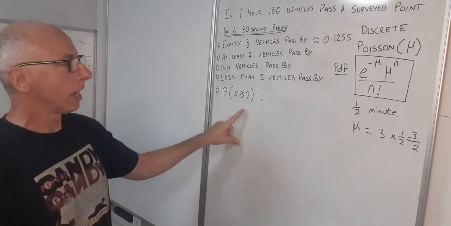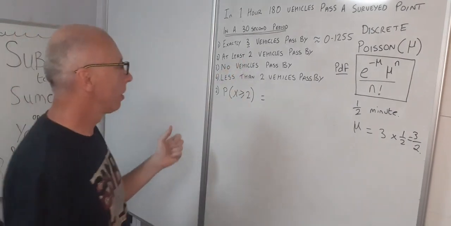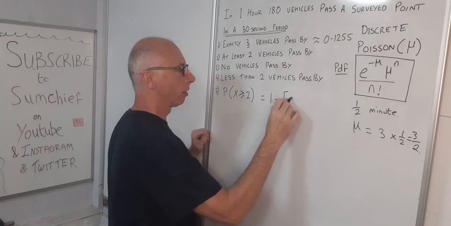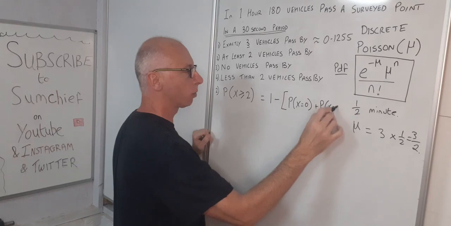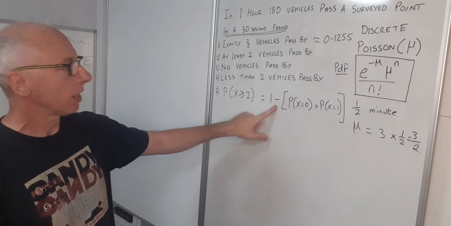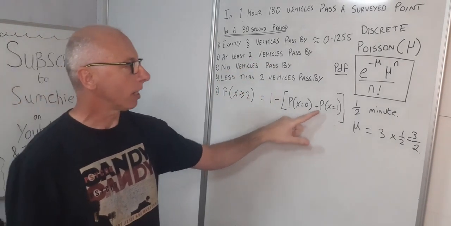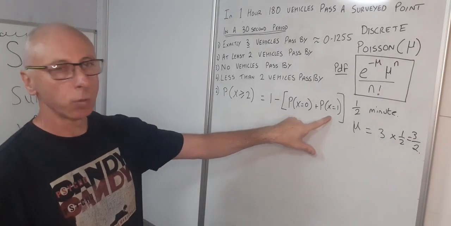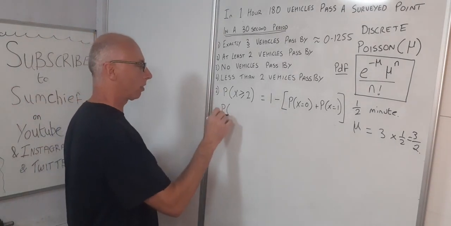So what we can use is the value of what is less than 2. So what we could do now is 1 minus, and then open bracket, probability x equals 0 plus probability x equals 1. So if we add those two together and subtract it from 1, that'll give us the probability that at least 2 vehicles pass by, because it's the opposite of what this one is. So if we work out the probability that x equals 0 and x equals 1, add them together, subtract from 1, that'll give us our answer. So let's go straight for that.